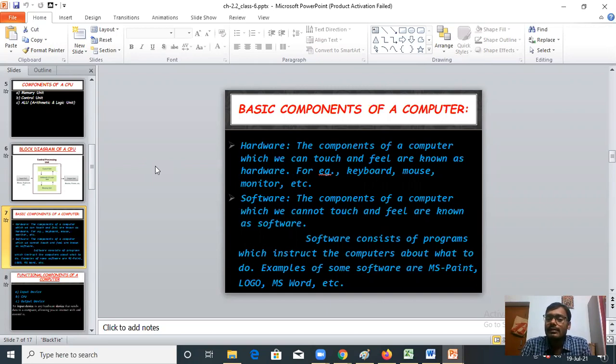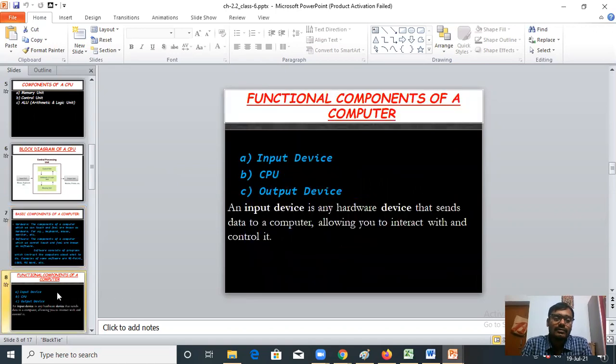While software are those devices which we cannot touch and feel. Software consists of programs which instruct the computer about what to do. Examples of some softwares are MS Paint, Logo, MS Word. You can work on the software, but you cannot touch or feel. Understood? So now coming to the functional components of a computer.